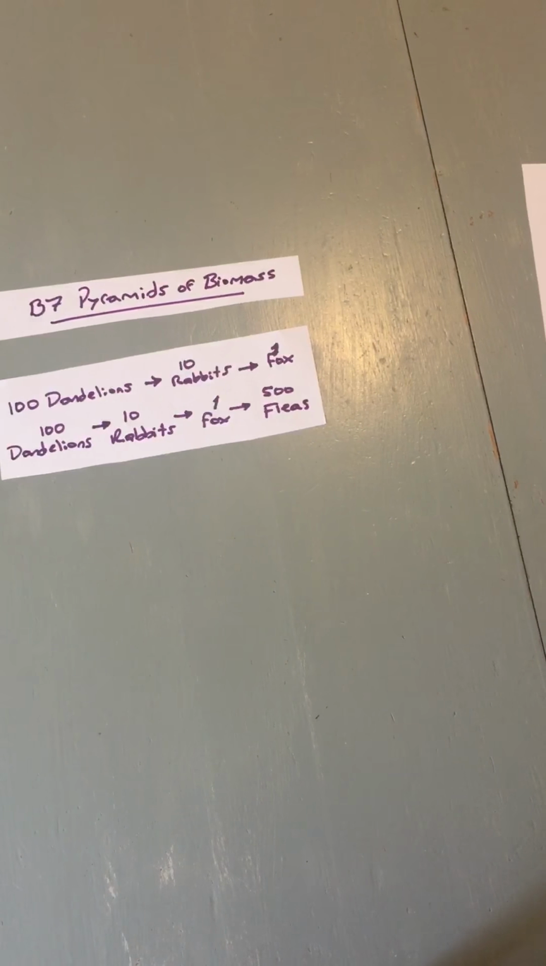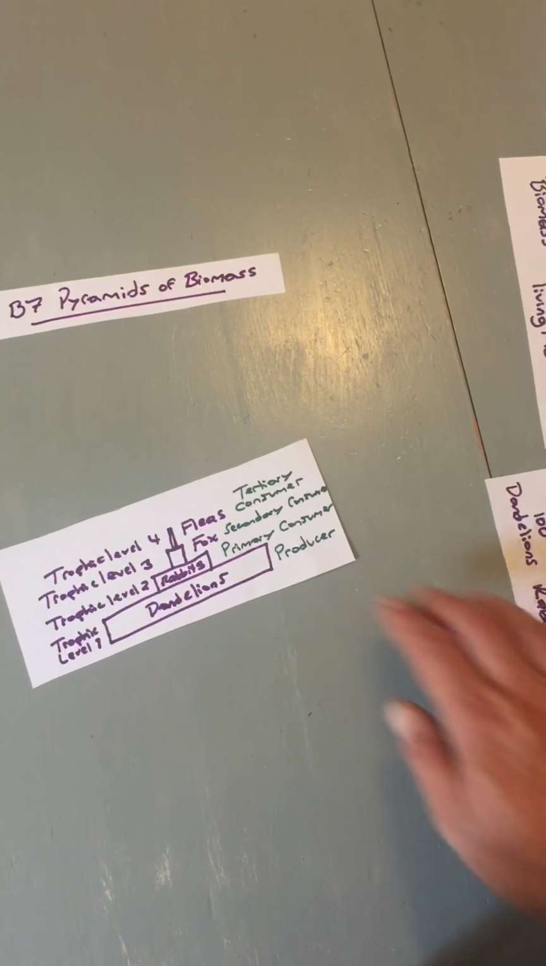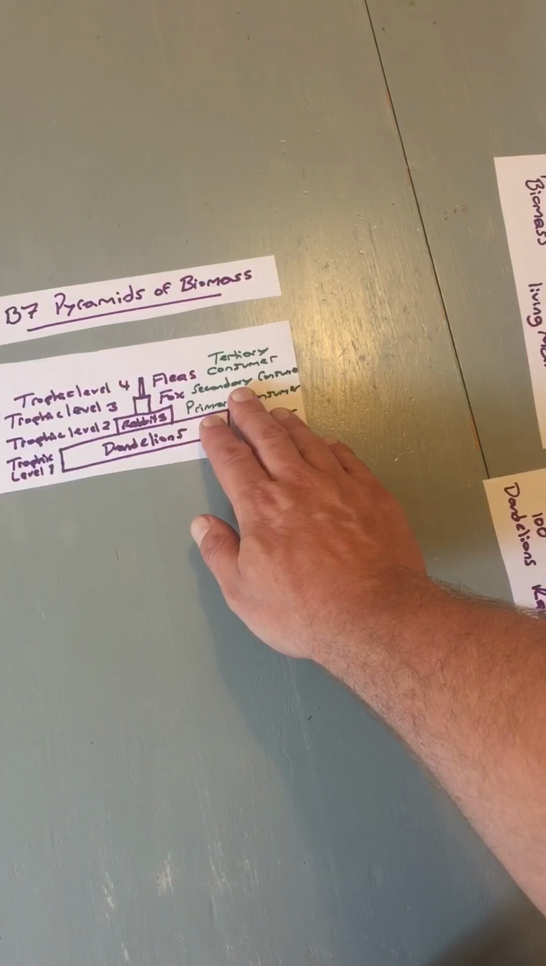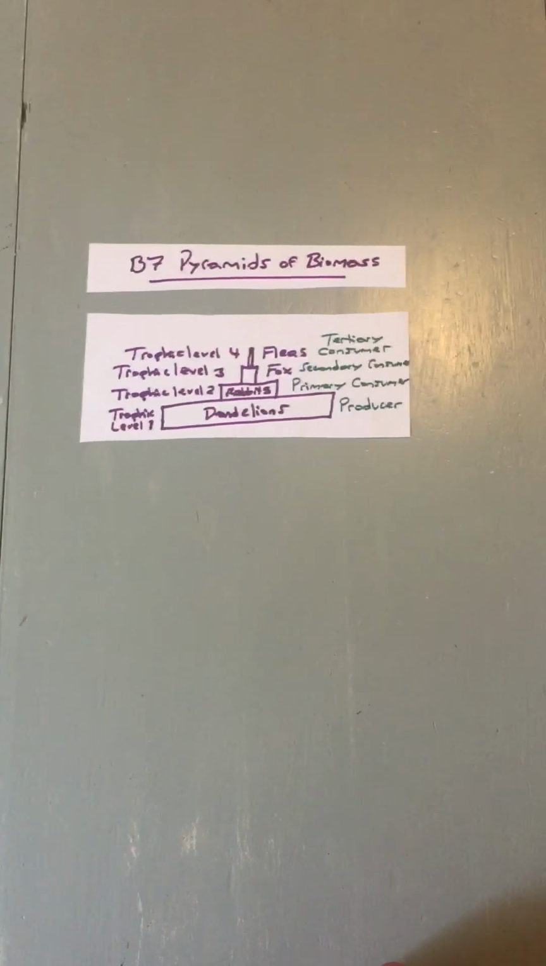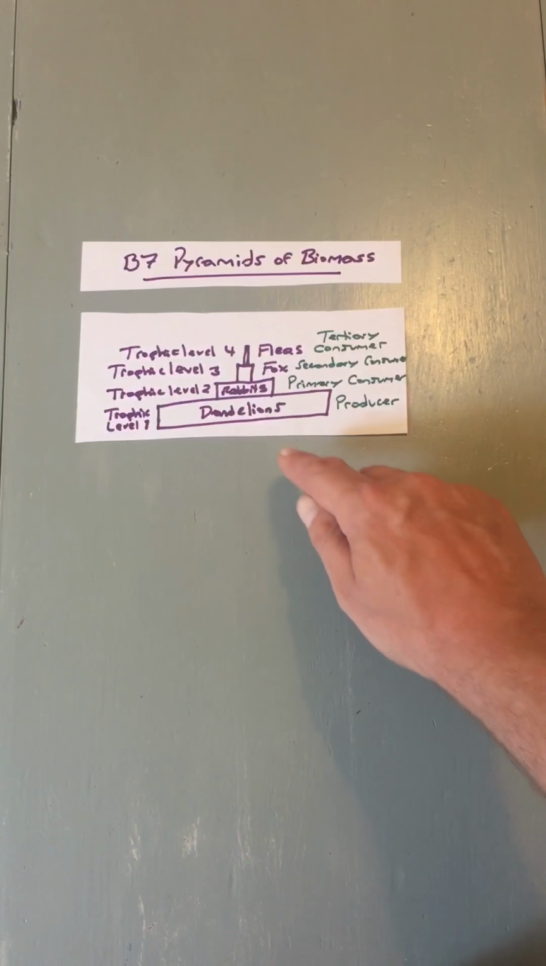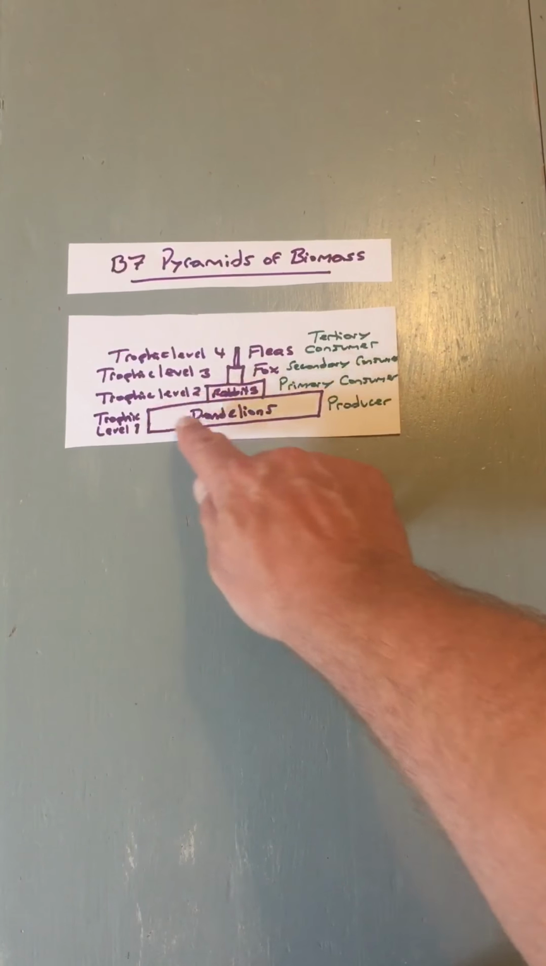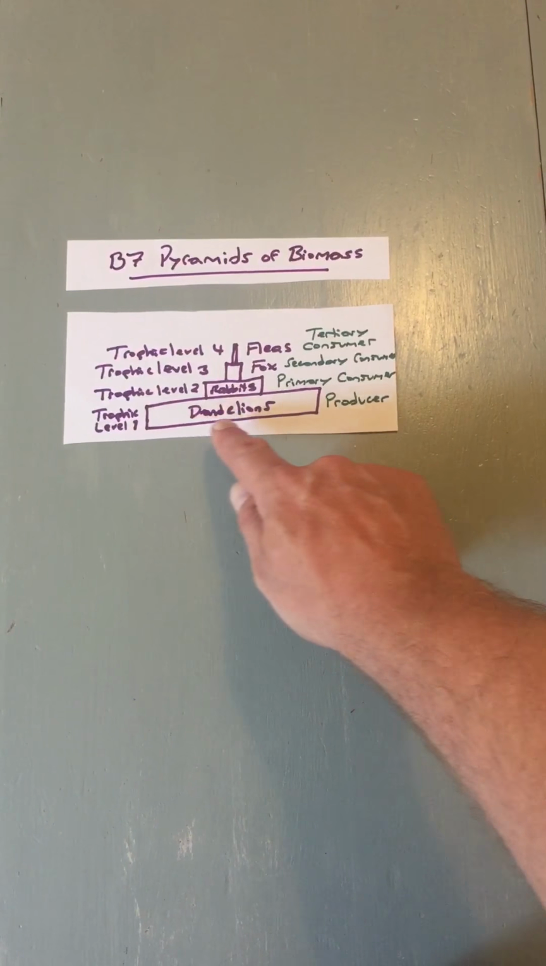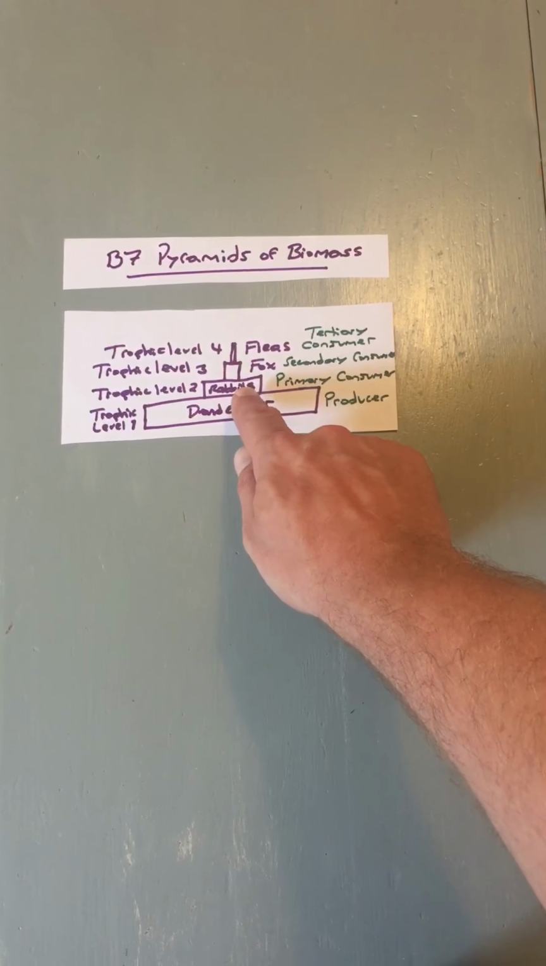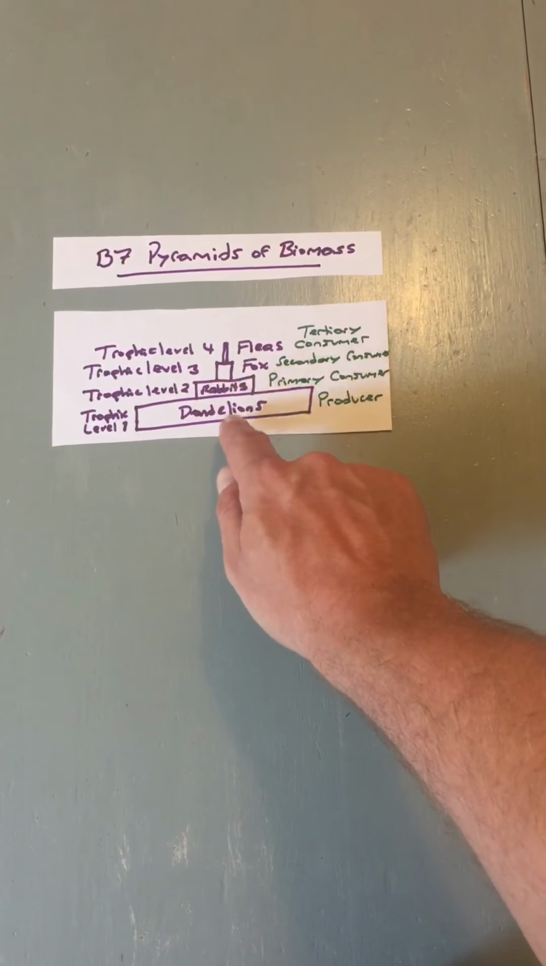So what we can do instead of looking at numbers in that case is we can look at the actual biomass of the animals involved, and we can make a pyramid that looks a little something like this. We've got dandelions as our biggest bar here. This is trophic level 1. This is the producer.